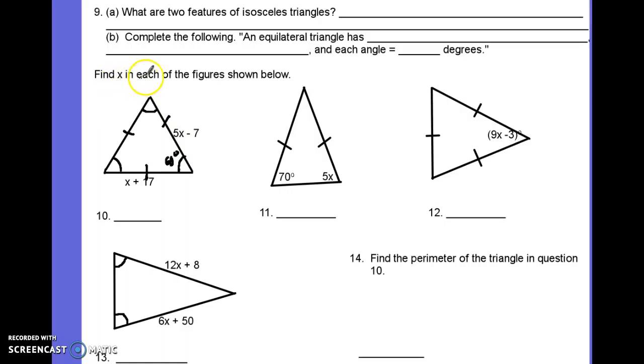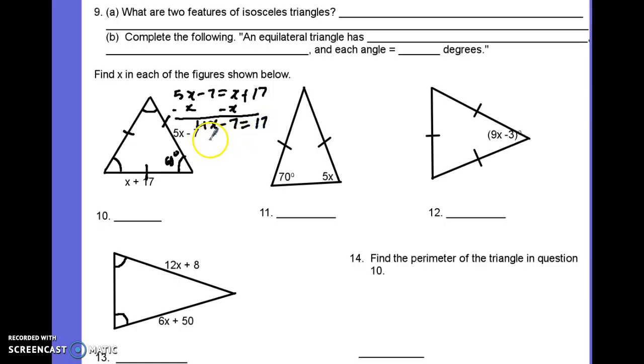So in order to find x in each of the figures below, we'd have to say that this side length, 5x minus 7, is the same as this side length, x plus 17. 5x minus 7 is equal to x plus 17. And that's how we'd work it. All right? The algebra I'm sure you can do. Subtract x from both sides. You get 4x minus 7 is equal to 17.